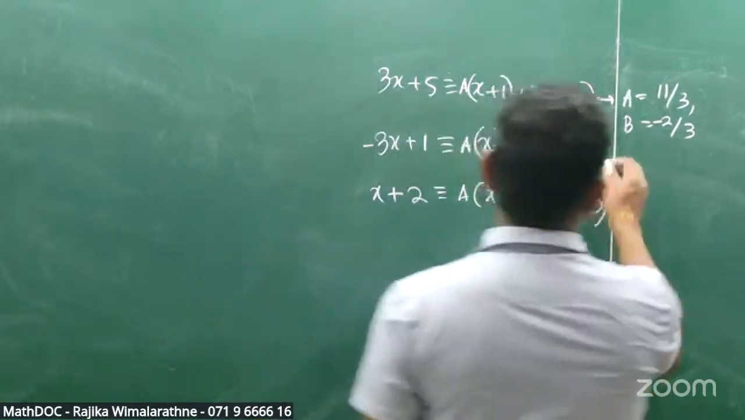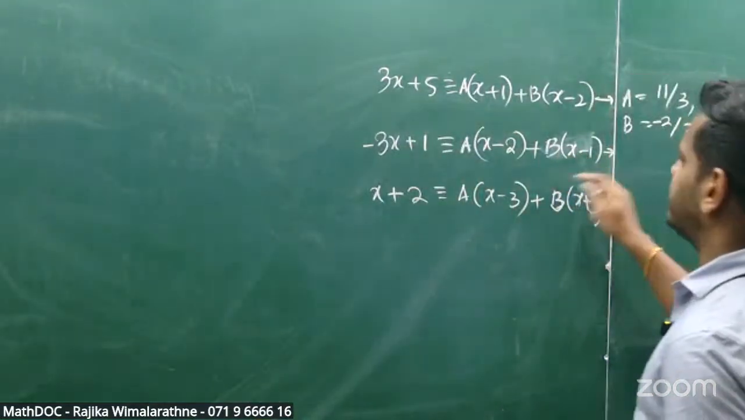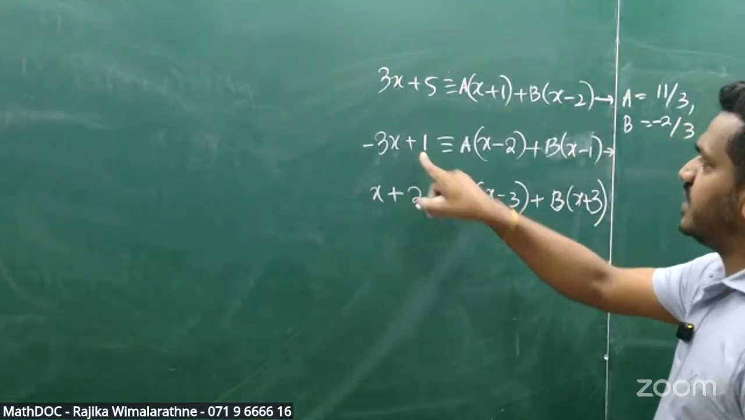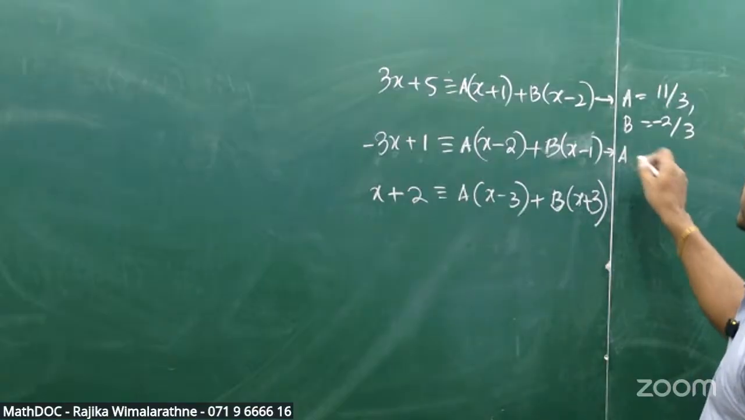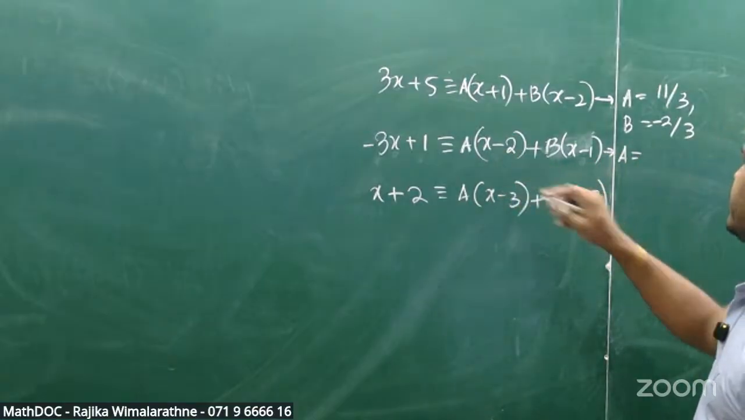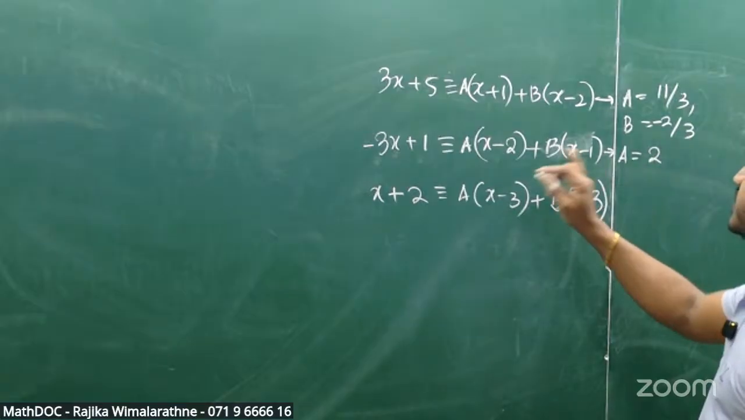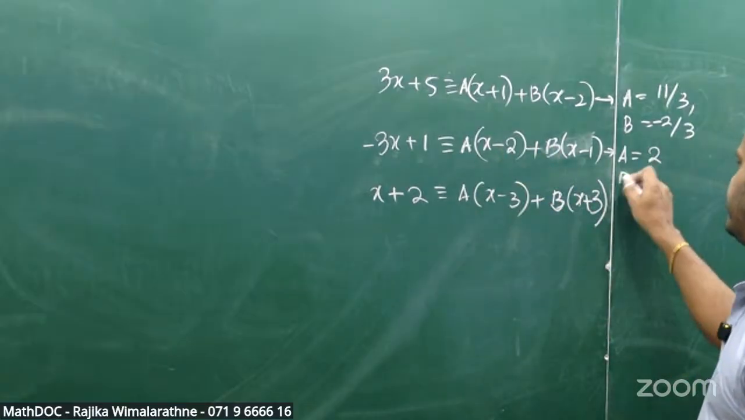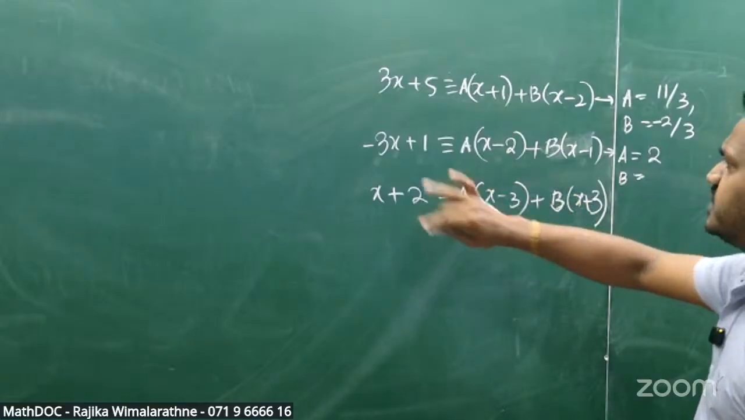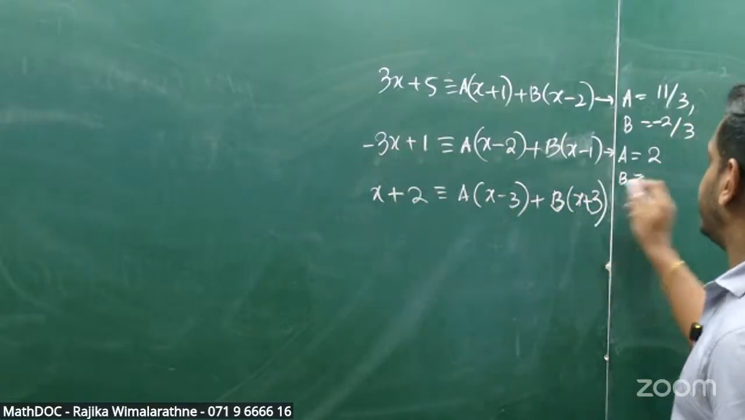So substitute x equal 1 here. Minus 3 plus 1 minus 2. Then minus 2 divided by minus 1 plus 2. So substitute x equal 1. Then for the B value, substitute 2. Then here minus 6 plus 1 is minus 5.